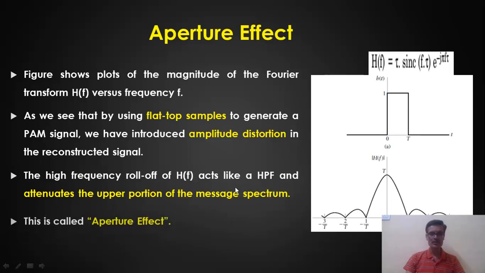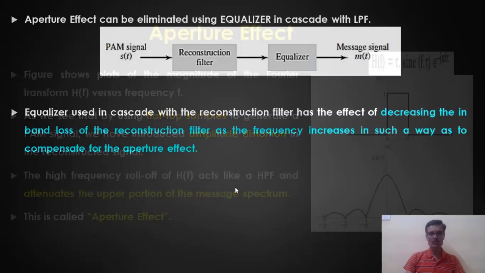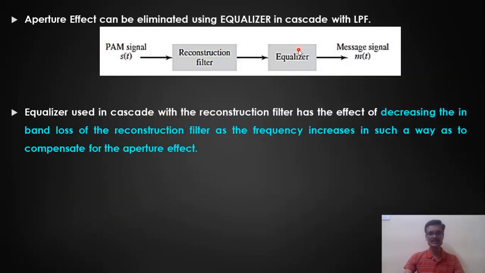Now, how to mitigate or avoid this problem, we have to understand. This is the aperture effect. For avoiding this, we have to use what is called an equalizer in the receiver, after passing through a reconstruction filter, which is a low pass filter. After reconstruction of the message signal, we pass it through an amplitude equalizer, which increases the amplitude of high frequency signals. What should be the response of this equalizer? That is very important. To avoid the aperture effect, we use this equalizer.